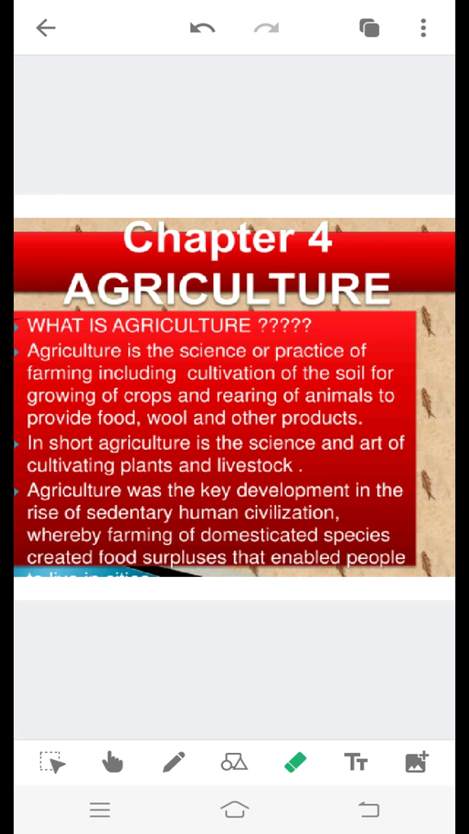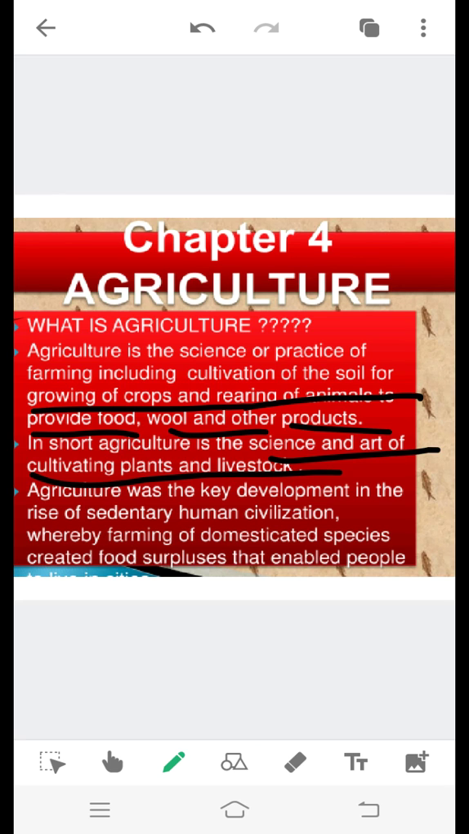Now, let us come to the main definition given here. You can see on the board, agriculture is the science or practice of farming, including cultivation of the soil and growing of crops and rearing of animals to provide food, wool and other products. In short, agriculture is the science and art of cultivating plants and livestock.